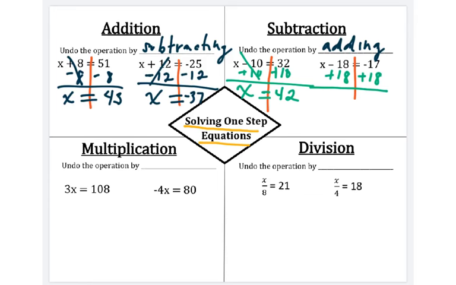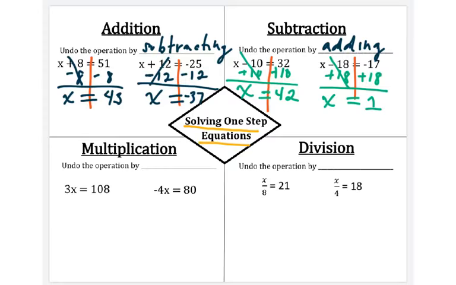So that leaves me with an x on the left-hand side. Negative 18 plus 18 will cancel. And that equals negative 17 plus 18 is positive 1.